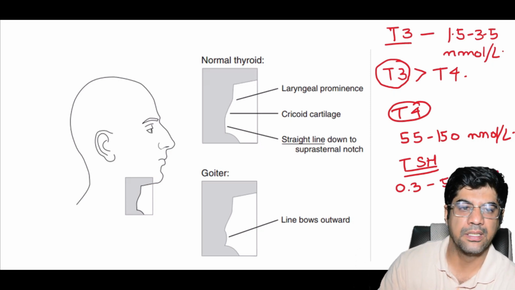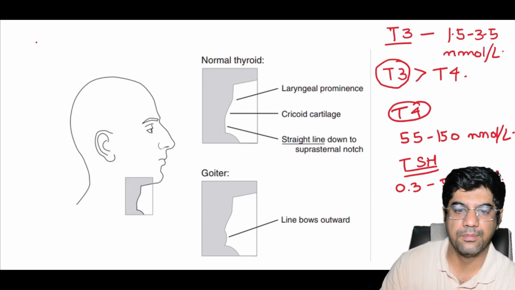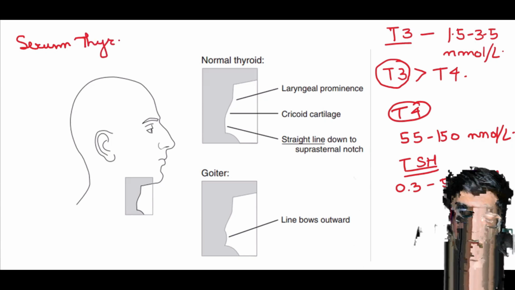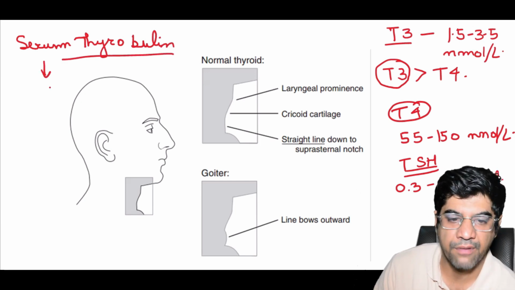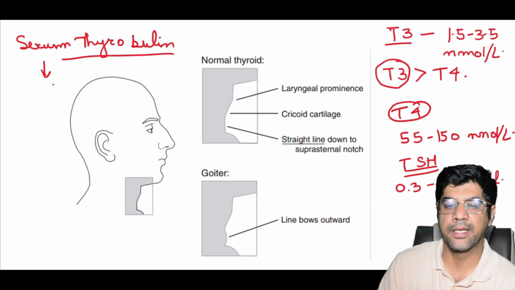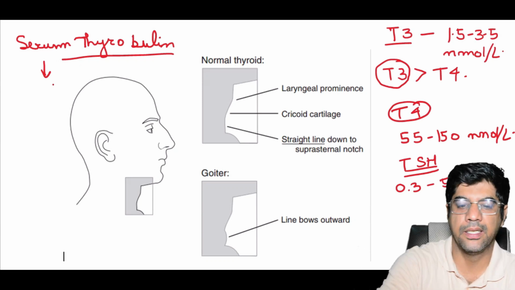Other test is a serum thyroglobulin. So it is produced only by the thyroid tissue. The level should be low after total thyroidectomy, and the level may increase in thyroiditis, Graves' disease, or toxic multinodular goiter.